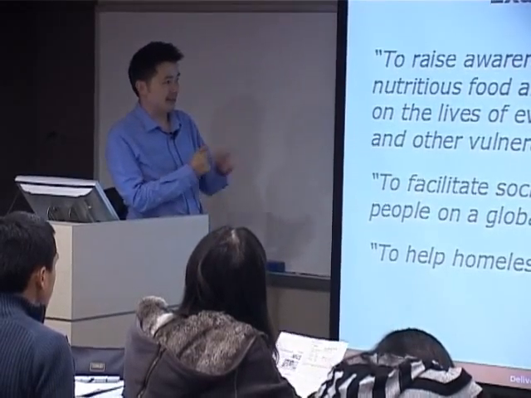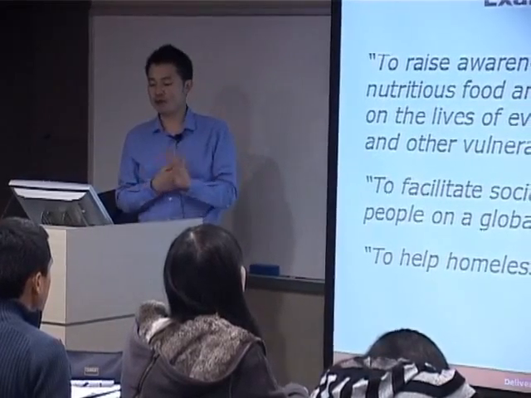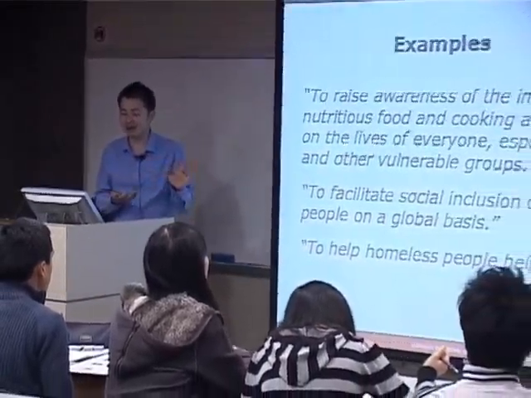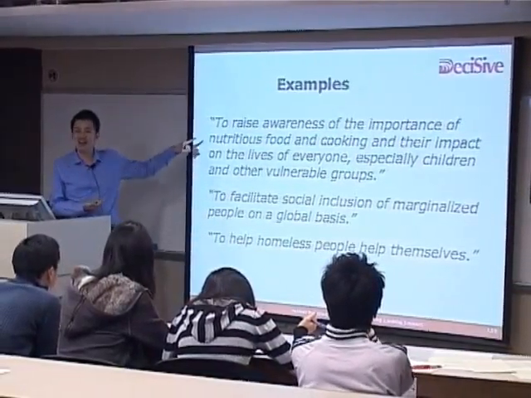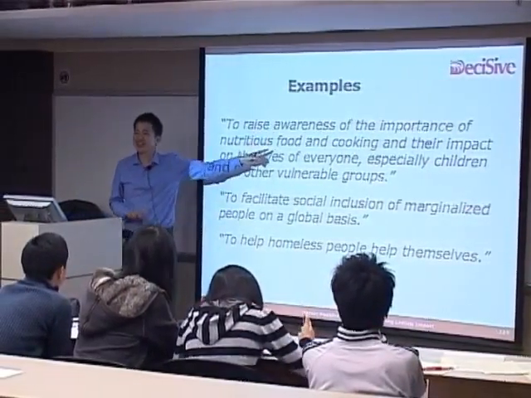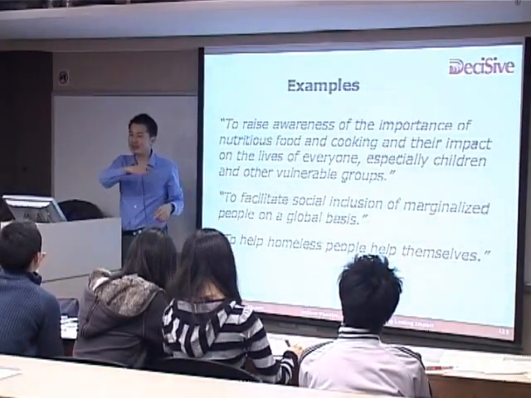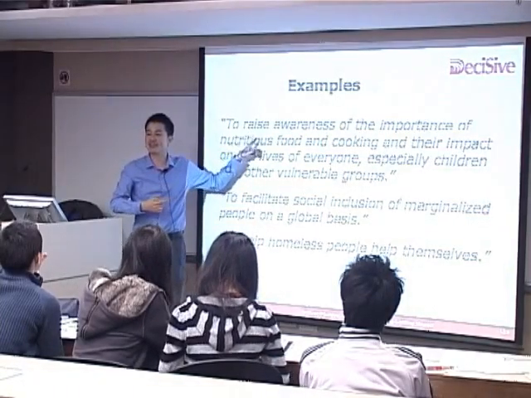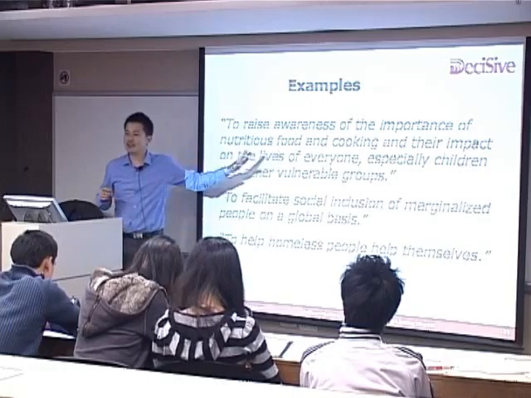Example, I like this. Anybody know what this is? To raise awareness of the importance of nutritious food and cooking and the impact on the lives of everyone, especially children and other vulnerable groups. Anybody know what this organization is? Jamie Oliver's Kitchen, yes. It's called 15. Jamie Oliver. Great charity in the UK.